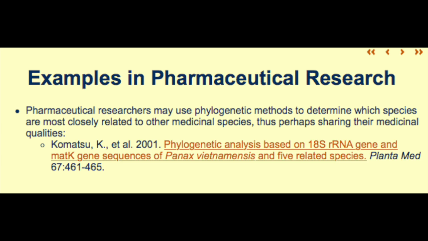Another example is in pharmaceutical research. I personally am very interested in pharmaceuticals, and I hope it will draw your interest too. How people use phylogenetic trees in pharmaceuticals is that pharmaceutical researchers may use phylogenetic methods to determine which species are most closely related to other medicinal species, thus perhaps sharing their medicinal qualities.